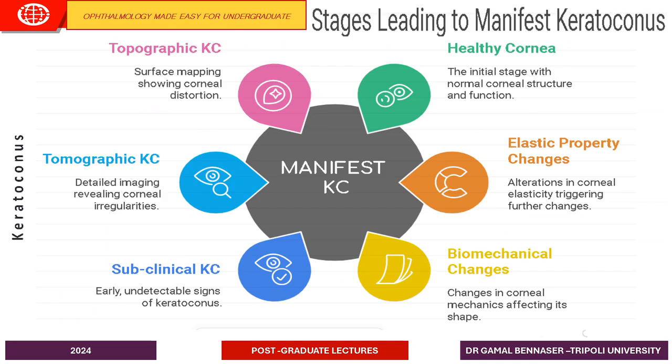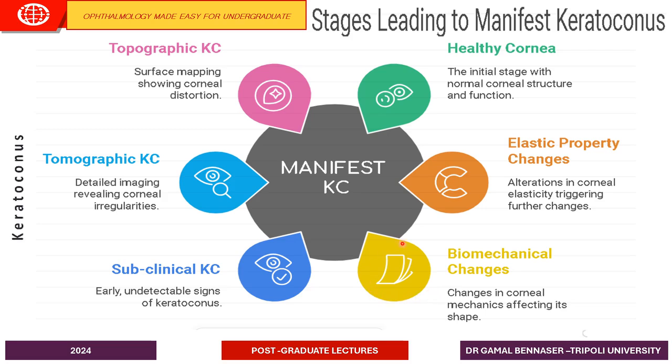So by our understanding of the cycle of biomechanical decompensation, we can know and determine the stages that the patient with keratoconus will pass through to reach manifest and overt keratoconus, starting from a healthy cornea with normal parameters. The patient will start with focal changes in the elastic property, and still at this stage everything is normal in the patient as far as his vision. Then these elastic changes will become biomechanical changes, and these focal changes in the cornea will start to suffer strain and stress from the internal stress factors.